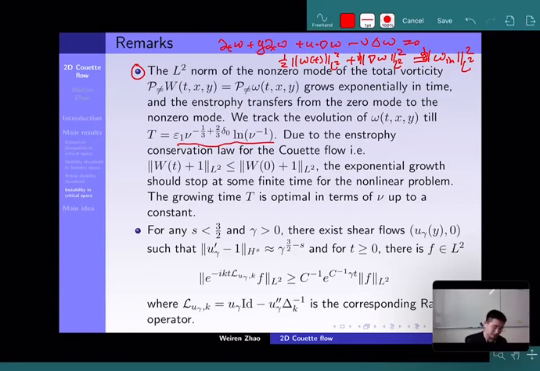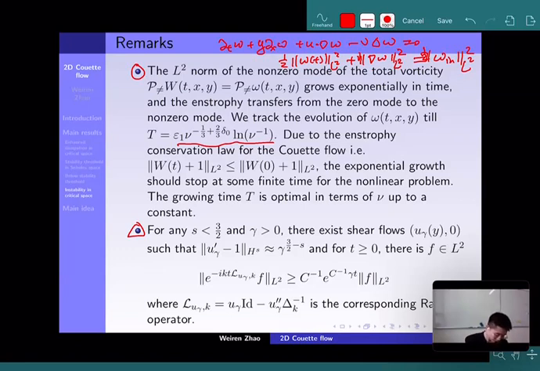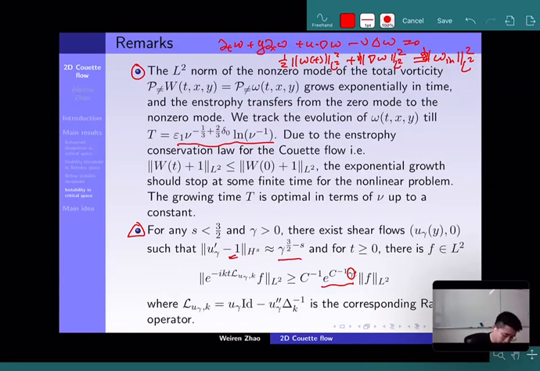Okay, the last comment is about an application of our method to the ideal fluid. So for the Euler equation, we obtain that if the shear flow is very close to the Couette flow, of this size, gamma a small parameter, then we can also obtain this exponential growth, which also means that you have an eigenvalue whose imaginary part is of this gamma size. So this also gives a quantitative result on the semigroup estimate of the linearized Euler equation.